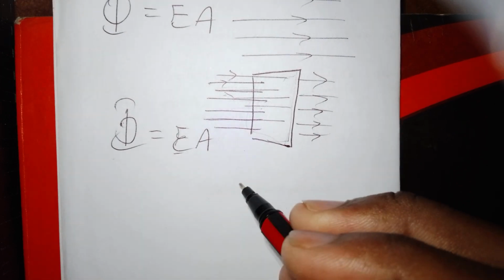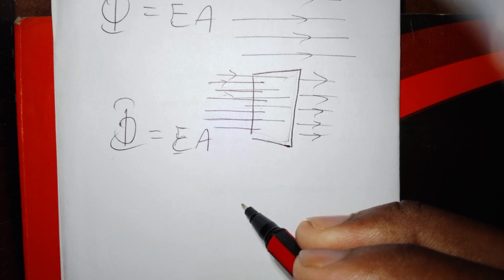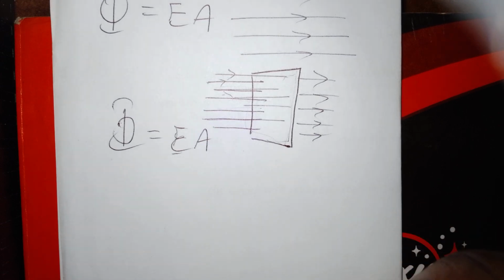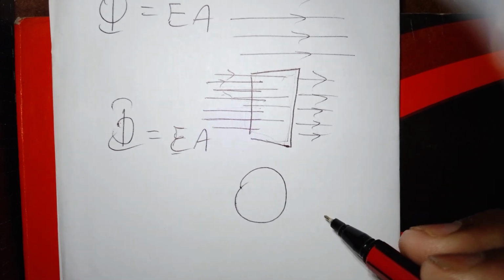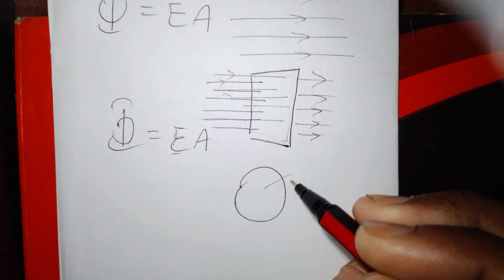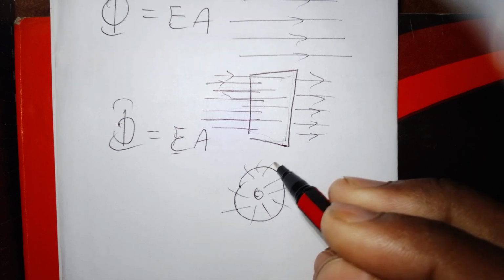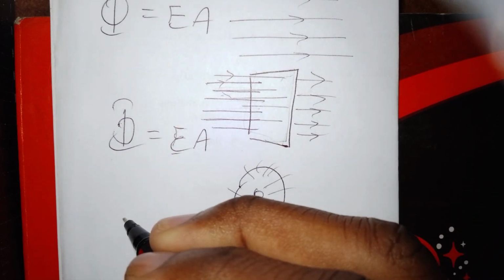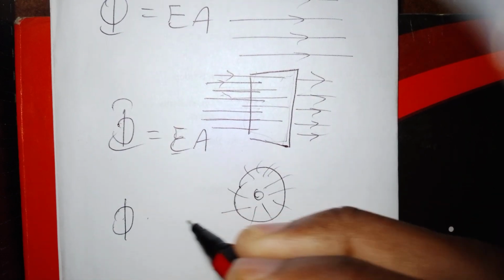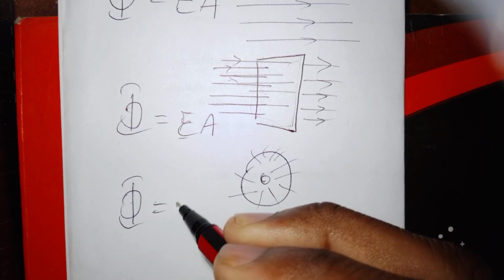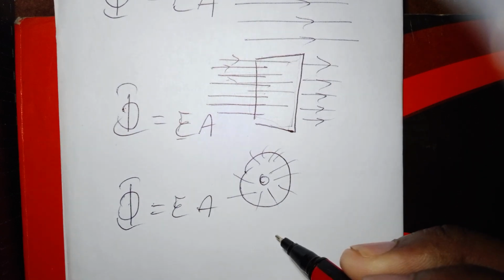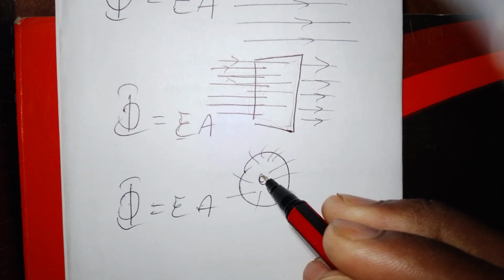If it's a circle, let's show it as a sphere. Somehow you have the electric fields penetrating, coming from the inside and going to the outside. Then the electric flux will be given by E A, where A is the area of a sphere.